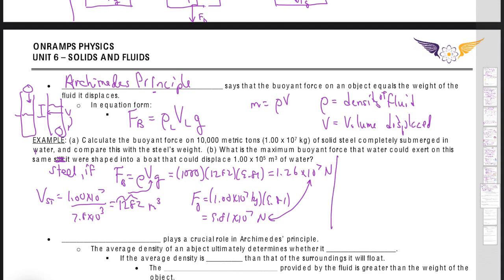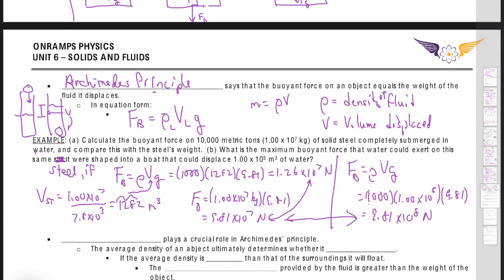Now, what happens if we take that steel and shape it into a boat where it now displaces 1.00 times 10 to the 5th cubic meters of water? All we're going to do is do our rho Vg. So 1,000, again, water. Volume is going to be 1.0 times 10 to the 5th, and then we're going to multiply by that 9.81. And so you find that you get 9.81 times 10 to the 8th newtons. So that should be able to hold it at this point in time. Let me just make sure.